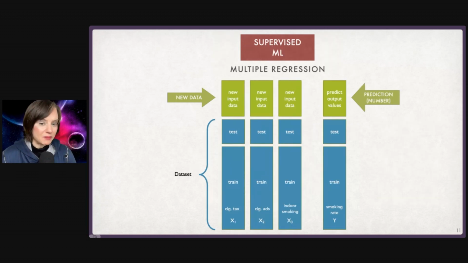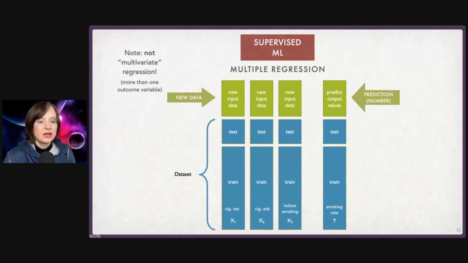If we are doing the same thing, but with multiple independent variables, or multiple regression, it looks the same. We just have more X variables. In this case, we might have cigarette tax, the number of cigarette ads, and the allowance of indoor smoking, and then we'll predict the smoking rate. So same sort of thing. Note again, this is not multivariate regression. That is when there's more than one outcome variable, and we are not touching that in this video or this course.